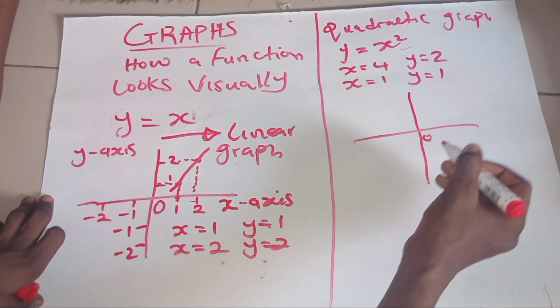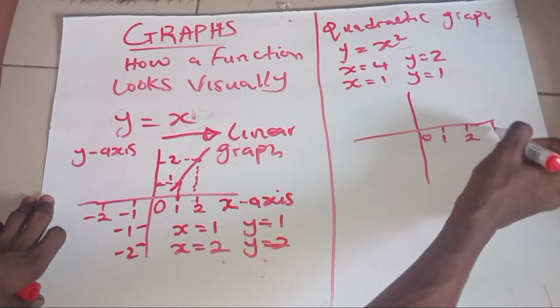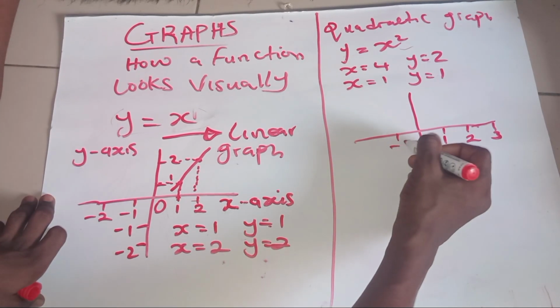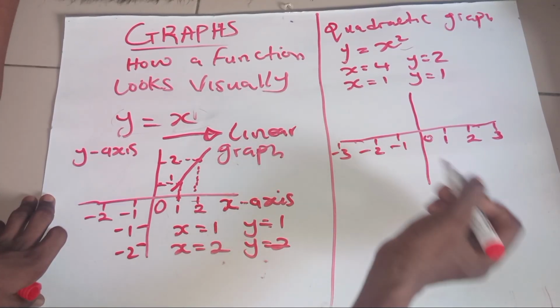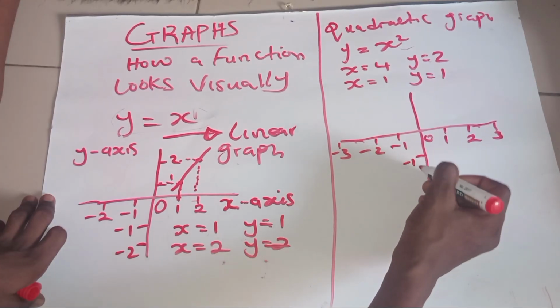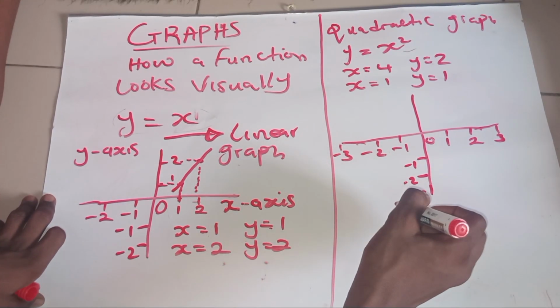So now, this is a graph. This is my origin, right? I have this part, which is my 1, and this is 2, then this is my 3. Then I have this part, which is the negative part, negative 1, negative 2, and negative 3. Is that understood? Is that right?